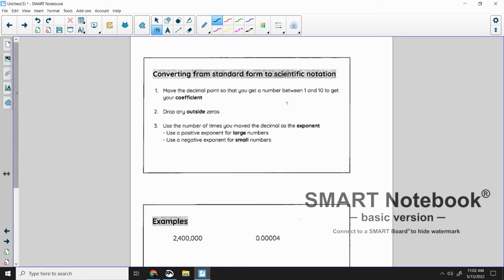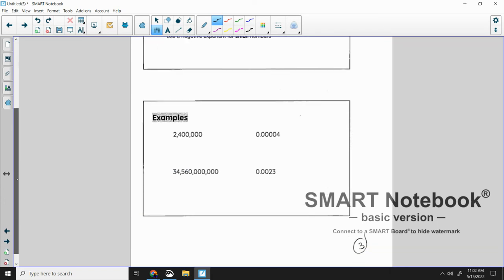So if I want to go from standard form to scientific notation, I'm going to move the decimal point until I get a number between 1 and 10. I'm going to drop any outside zeros. And if I moved my decimal for a large number, I'm going to have a positive exponent. And if I moved my decimal for a small number, I'm going to use a negative exponent.